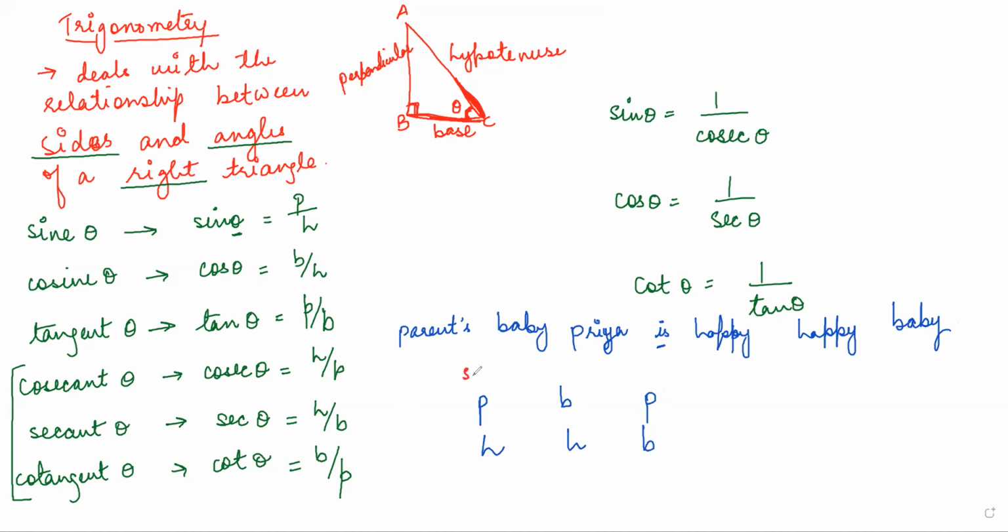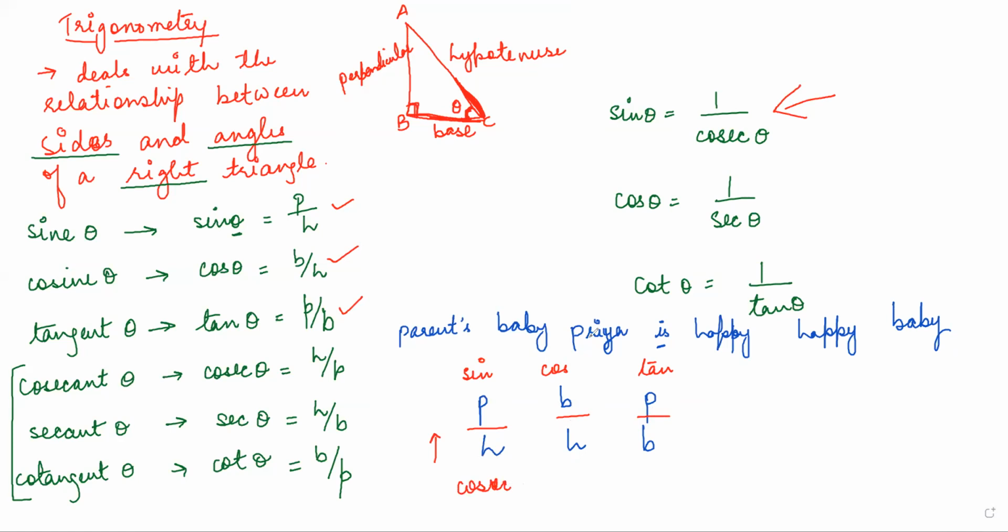Now the first is your sine, the second is your cos, and the third is your tan. Perpendicular by hypotenuse is sine. Base upon hypotenuse is cos. Perpendicular upon base is your tan. And as you know, cosec theta and sine theta are inverse of each other, so if you read it this way, that is h upon p, that becomes your cosec theta.